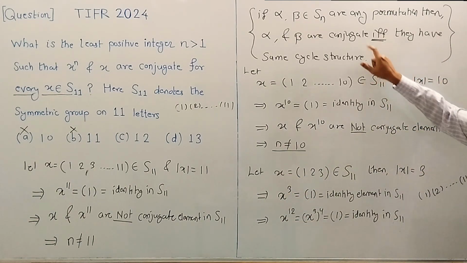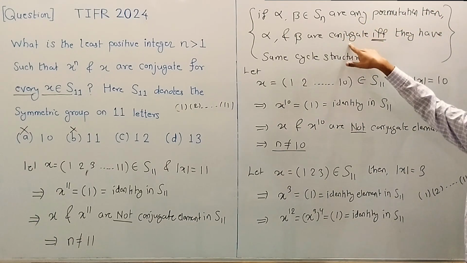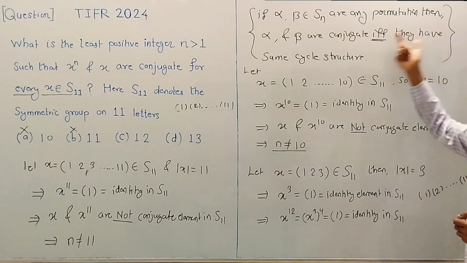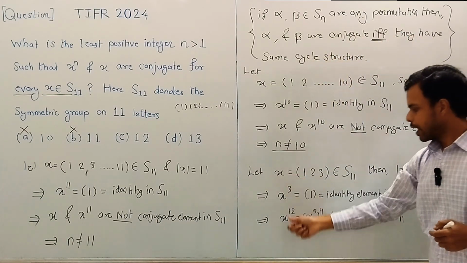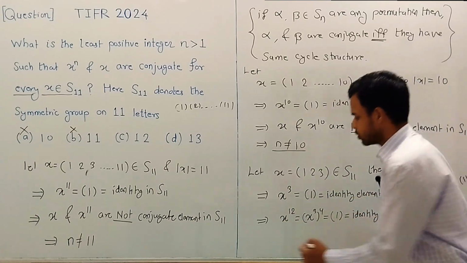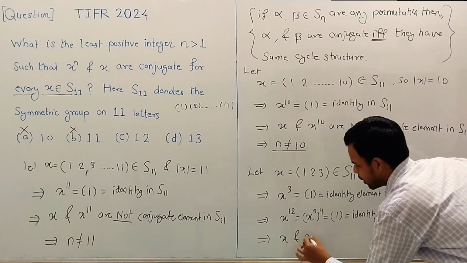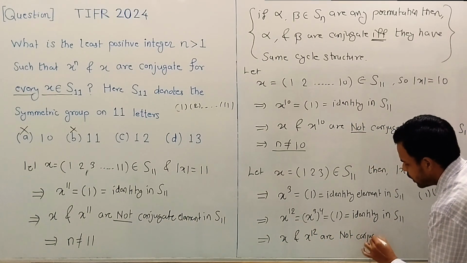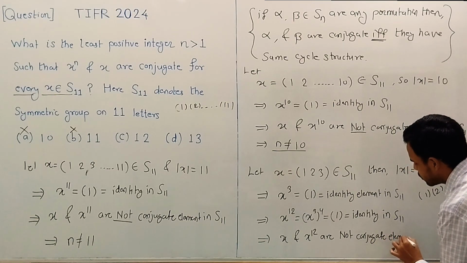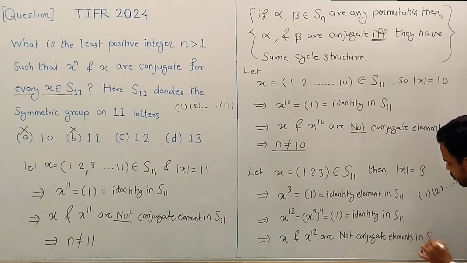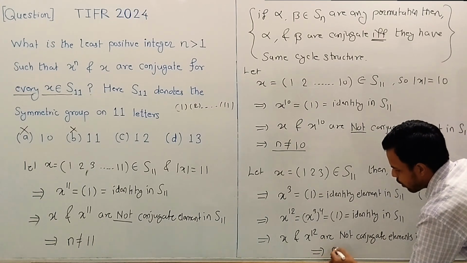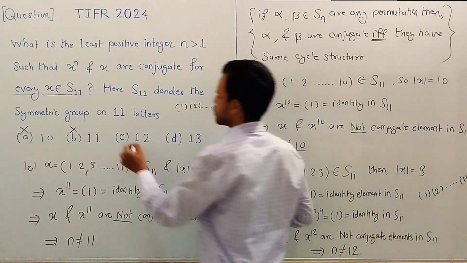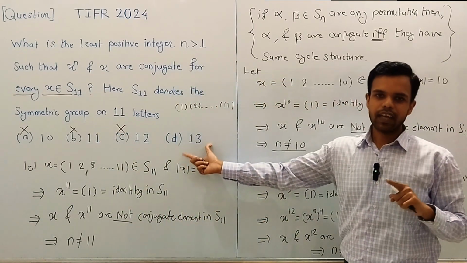So according to this result, they cannot be conjugate because any two permutations in Sn are conjugate if and only if they have same cycle structure. Here x and x to the power 12 have different cycle structure. So this implies x and x to the power 12 are not conjugate elements in S11. So this implies n cannot be equals to 12. Okay, so option C is also discarded. So we are left with option D, and which is the answer.